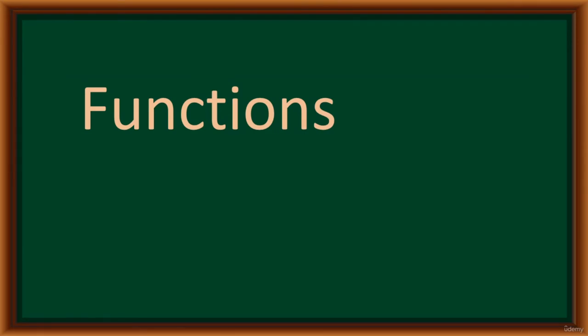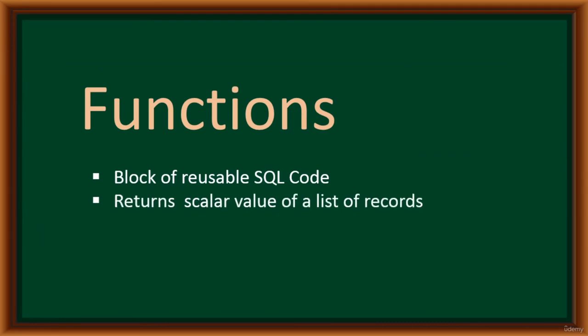What are functions? Functions in Postgres are basically a block of reusable SQL code. The code can also return a scalar value or a list of records. It can also return composite objects.